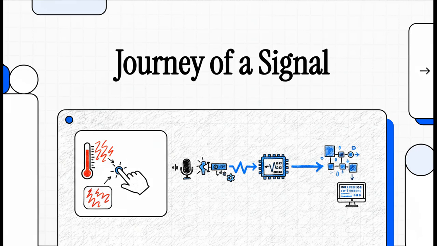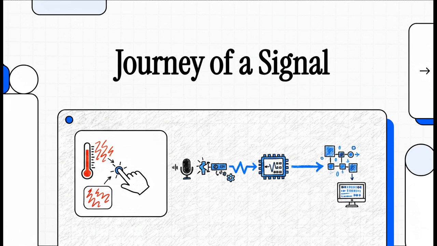Okay, let's dive into this. Have you ever actually stopped to think about how your digital devices feel the real world? Like, how does a computer actually know it's hot outside or that you just pushed a physical button? Well, in today's explainer, we're going on a seriously fascinating journey. We're going to trace the exact, literal path of a signal.